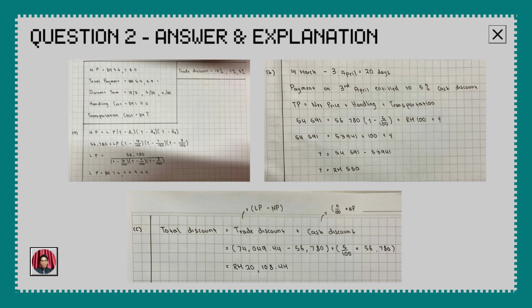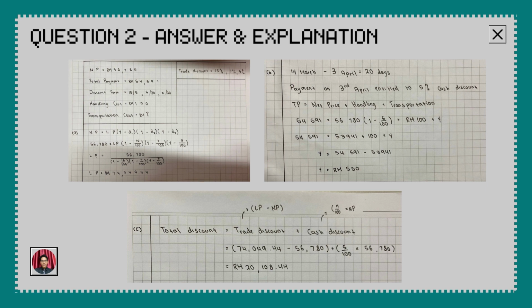For question B, we first must make sure if she can get any discounts. Since from 14 March to 3rd April takes 20 days, the payment she made on the 3rd April can get 5% cash discount. So just use the formula where there is a transportation charge in it. The formula will be total payment equal to net price plus handling plus transportation. Just fill in the formula with all the information that you have and make sure to multiply the net price with 1 minus 5 over 100 because she can get 5% discount. Just rearrange the equation and you will get the answer for question B is RM550.